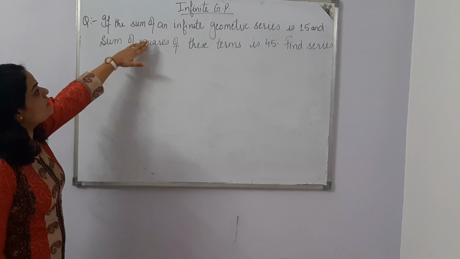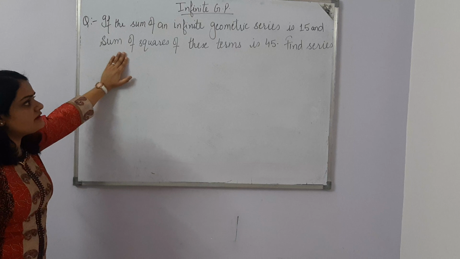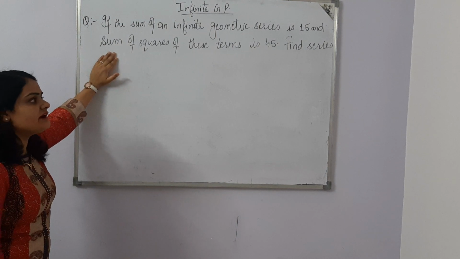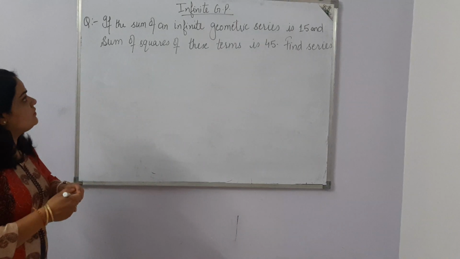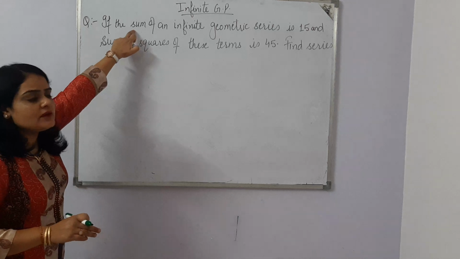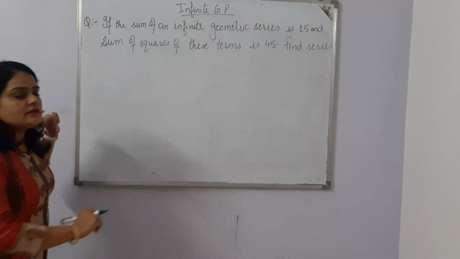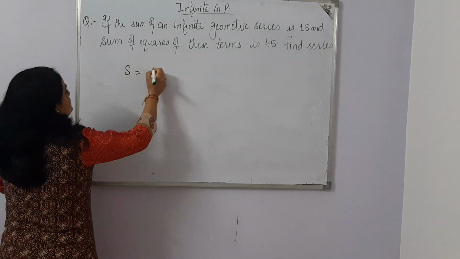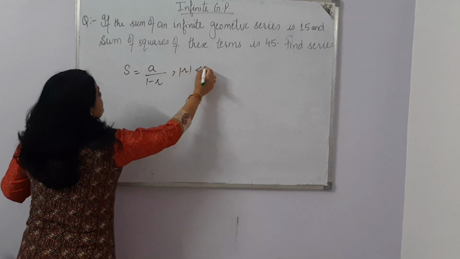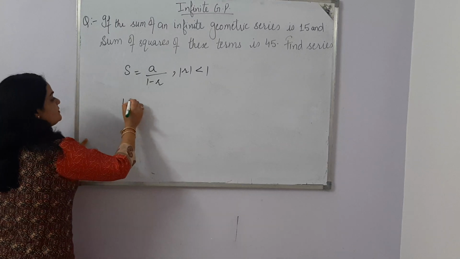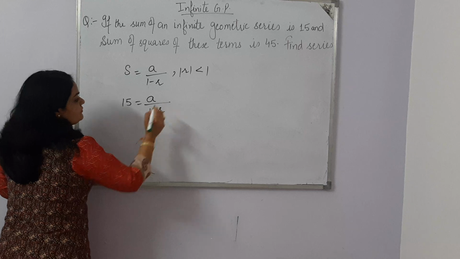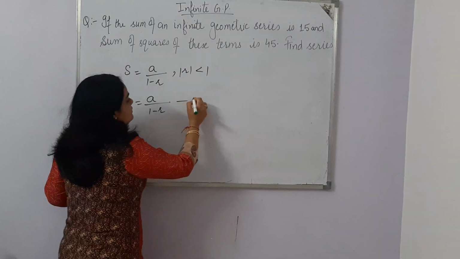If the sum of an infinite geometric series is 15 and the sum of squares of these terms is 45, then find the series. The first thing given is the sum of the infinite geometric series. What is the sum of an infinite geometric series? It is a upon 1 minus r, when modulus of r is less than 1. And what is given? It is given as 15. S is 15. Now take it as 1.